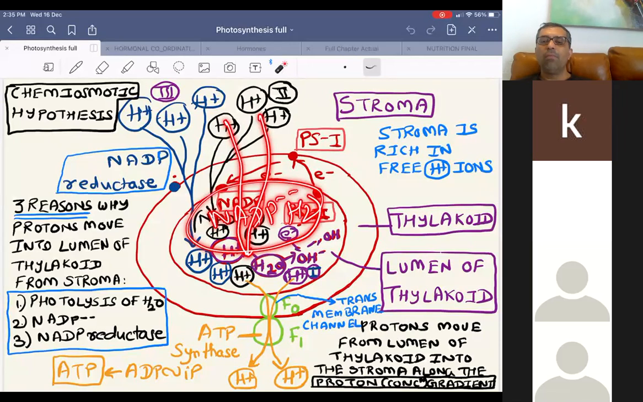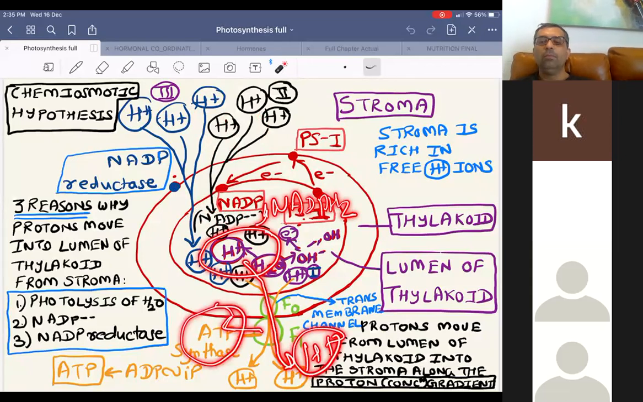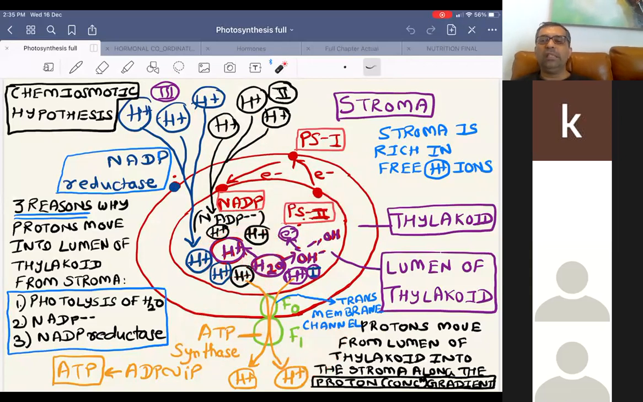Okay, sir. And the remaining protons are sent into the stroma. Yes, and NADP reductase will also bring in the protons. These protons will combine with NADP to form NADPH2. And remaining protons go back into the matrix, and that helps in formation of ATP from ADP, which is chemiosmosis. Okay, sir. Thank you.